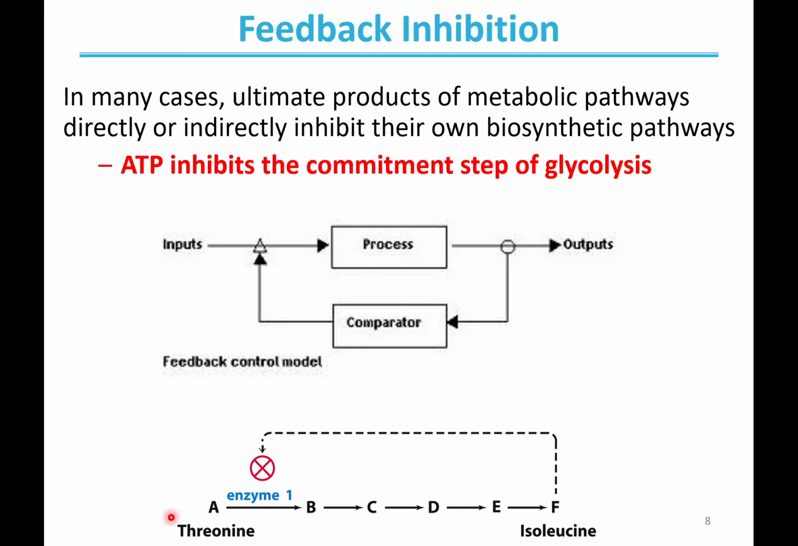Another example of feedback inhibition is in amino acid metabolism, which we really don't cover in this class, but this is a good example where you have a pathway where threonine is converted to isoleucine, and isoleucine then actually feeds back and inhibits the first enzyme in the pathway. So feedback inhibition is something that you see examples of over and over again in metabolism. And so that's a pretty important concept in regulation.